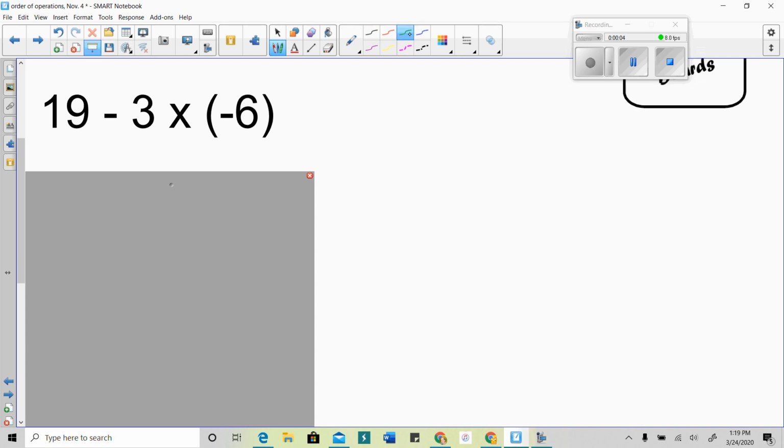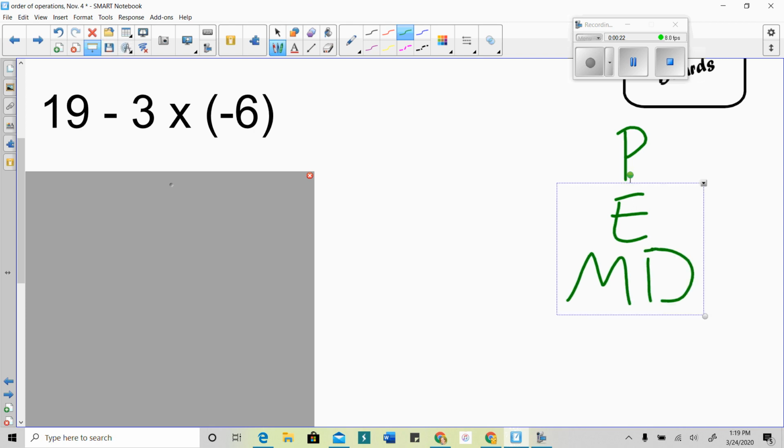Okay, today we're going to be going over the order of operations, but we're going to be incorporating positive and negative numbers into our expressions. So you might want to go ahead and write down PEMDAS. So please excuse my dear, oops, that's supposed to be the Aunt Sally, to remind yourself of the different steps in the order of operations.